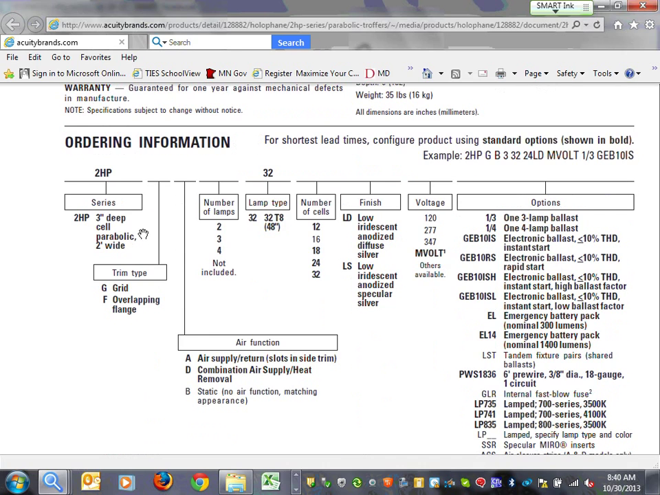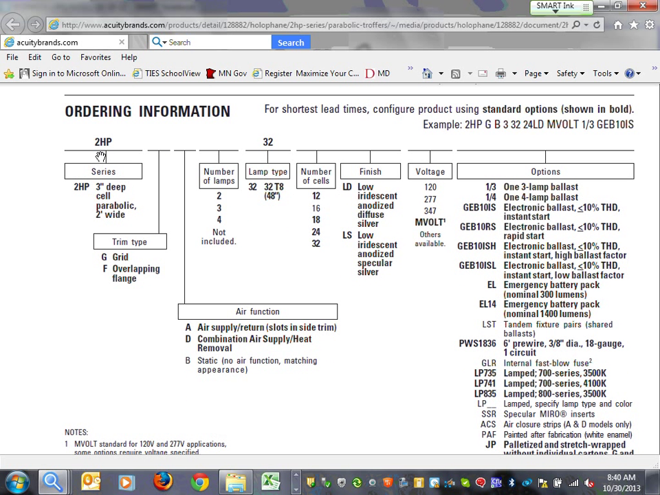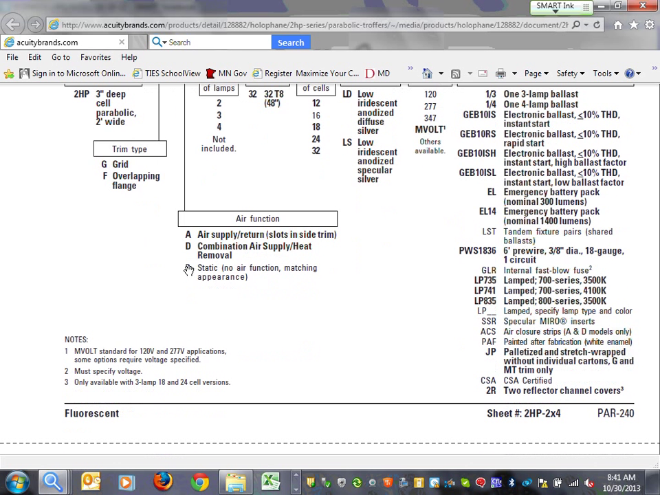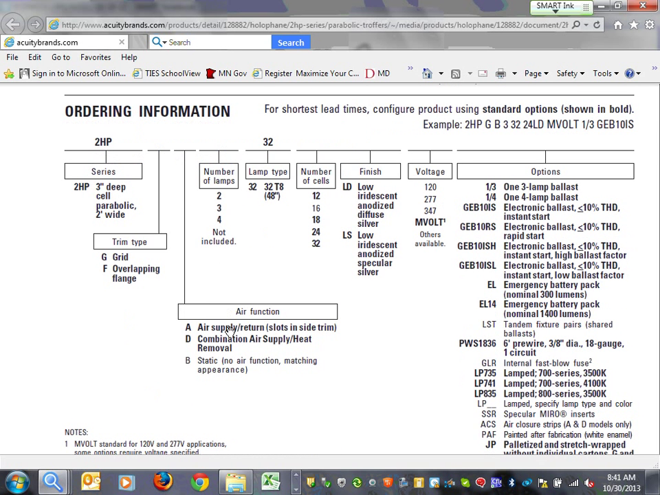Here's what I would like to take you guys to, the catalog number. So, it's a fixture, or THP, the type of fixture, 3-inch deep, cell parabolic, 2-inch wide, that's the series. The trim type, either G for grid or overlapping flange, so this is how you mount this. If you go to air function, this is how you read the catalog number, guys. If you have A for air supply return, slots in side trim.